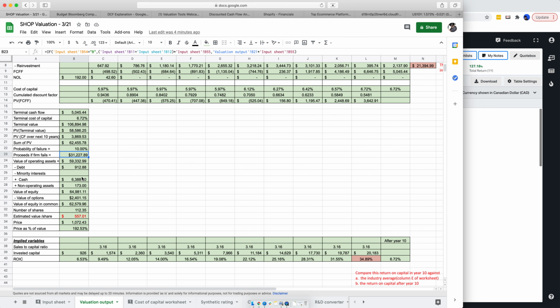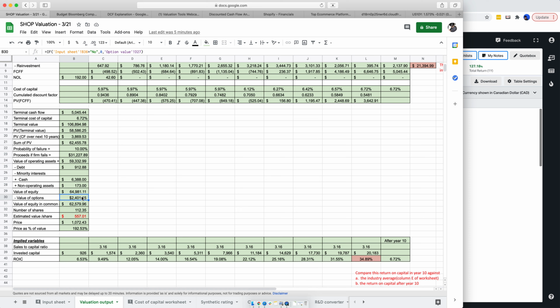So basically you've got your value of operating assets. It subtracts out all those items that we mentioned, so it subtracts out the debt that you currently have to repay. It adds back the cash position that you have, which is around $6 billion or $6.4 billion. It adds back the minority holdings, as we mentioned, the small holdings it has in a firm and some of these other companies. That gives you a value of equity of around $64 billion.